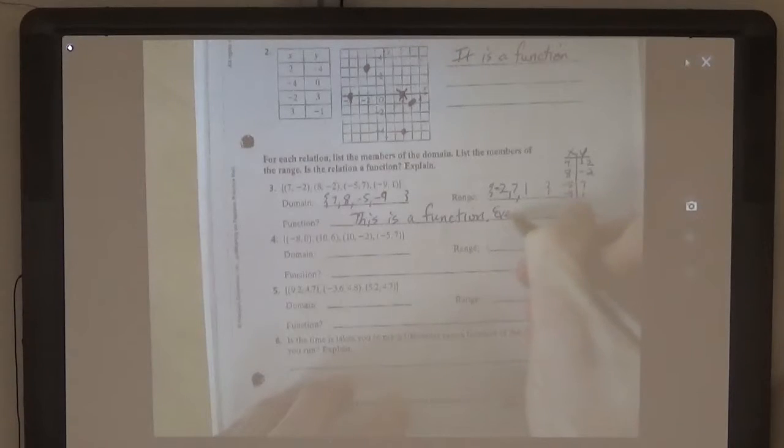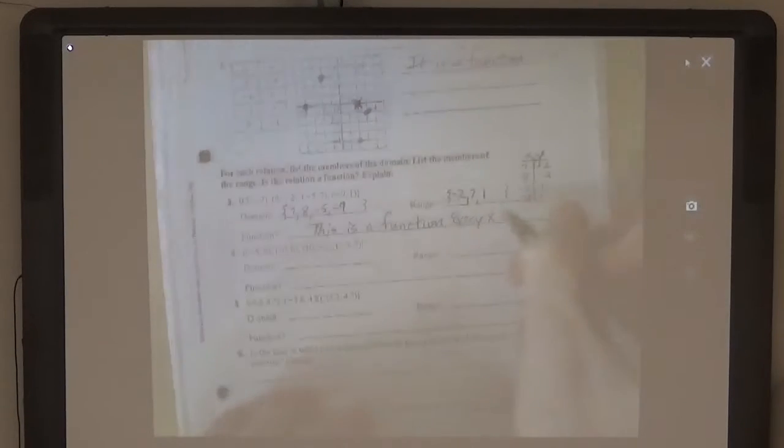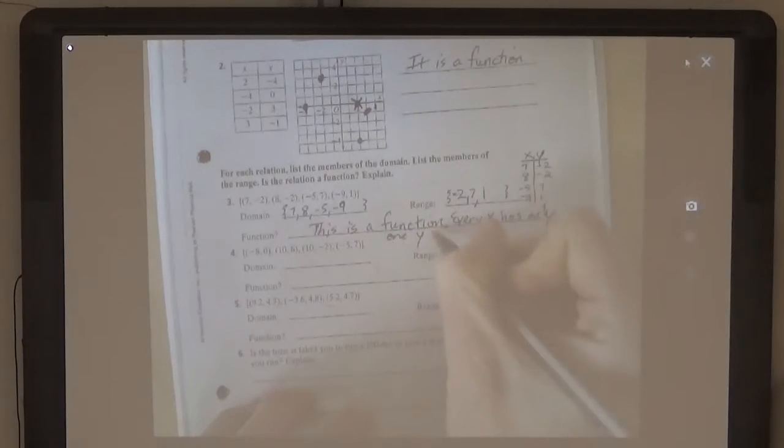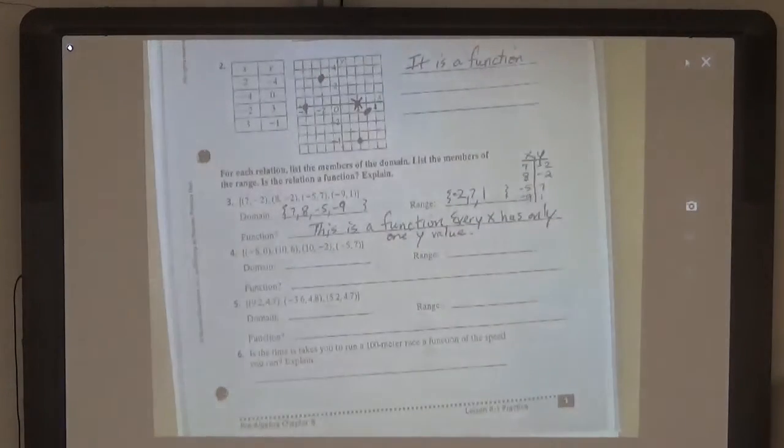Every x has only one y value. Does this make sense? Are you starting to get used to some of these words? Do you have any questions?